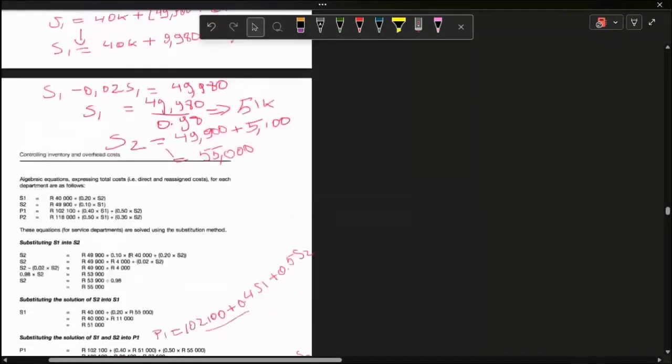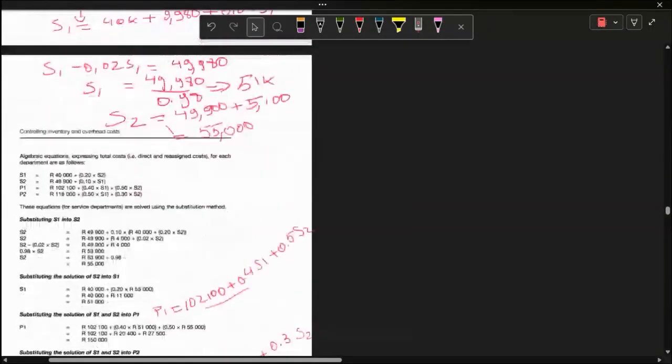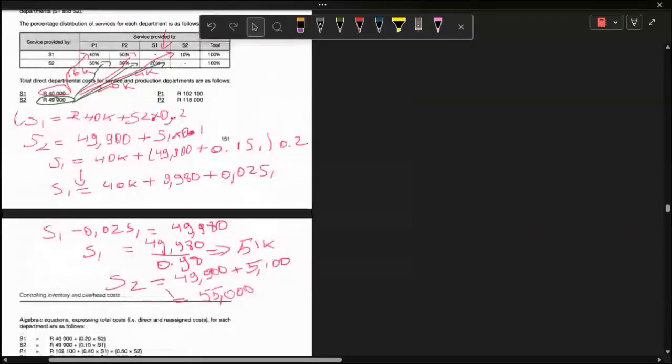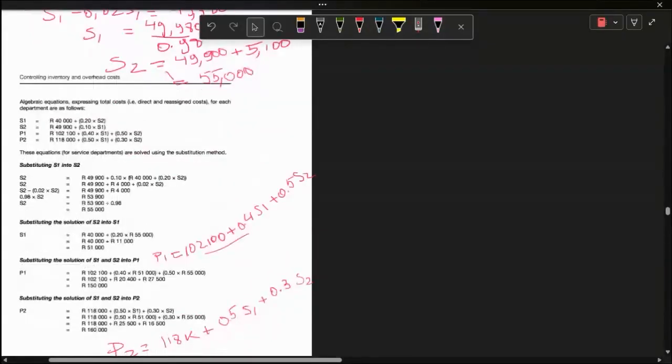P1 also you do the same. You look at what is the amount of P1. This is the amount for P1, 102,000. All right. How much has been provided to P1 by S1? Anybody? How much has been, 40%? How much has been provided to P1 by S2? 50%. All right. That's what you see here. 0.4 for S1 and 0.5, which is 50%, for S2. That's basically all it's about here.